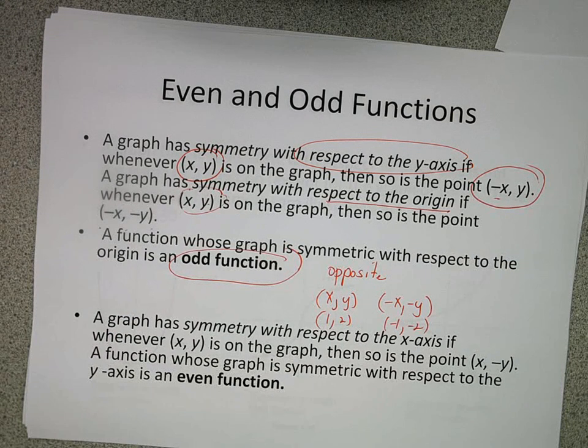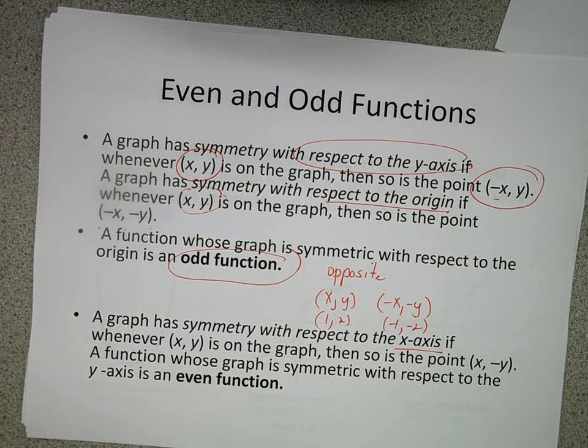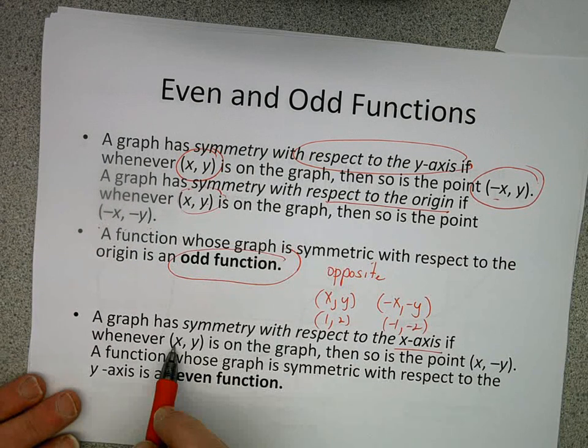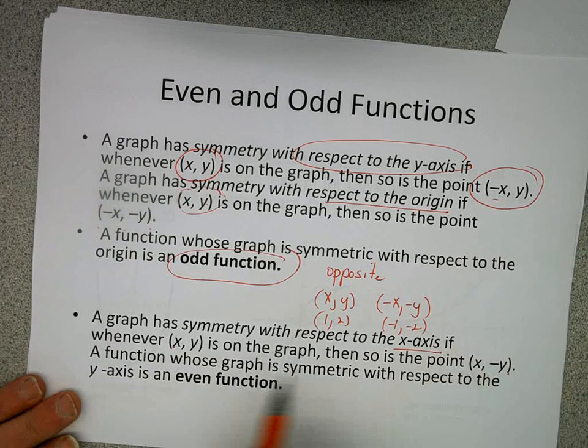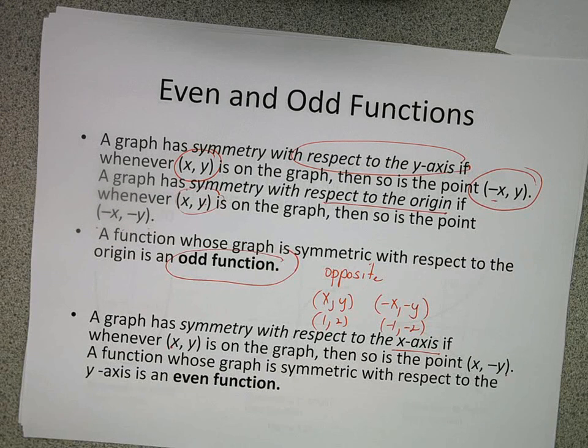If the graph is symmetric to the y-axis, then when you plug in x and negative x, you get y and the same y. This is called an even function.